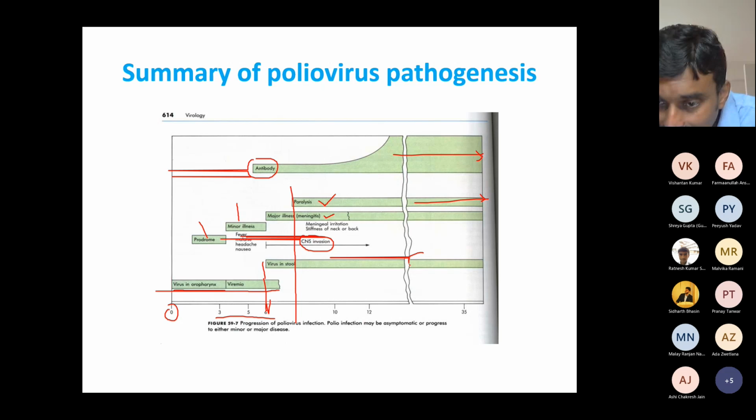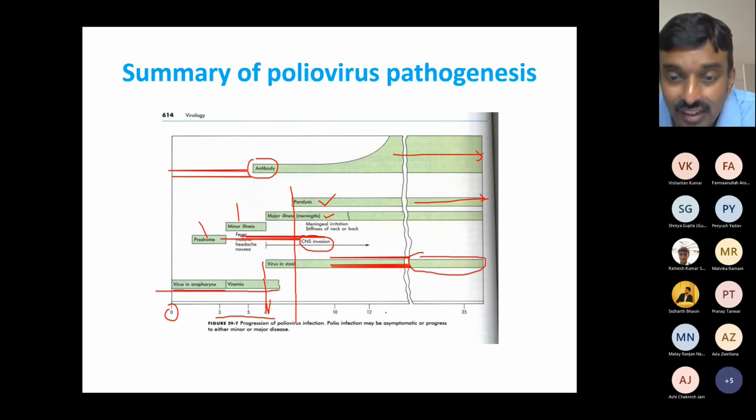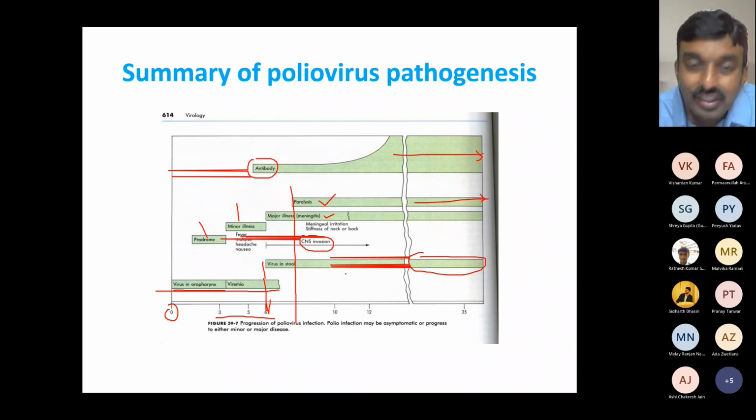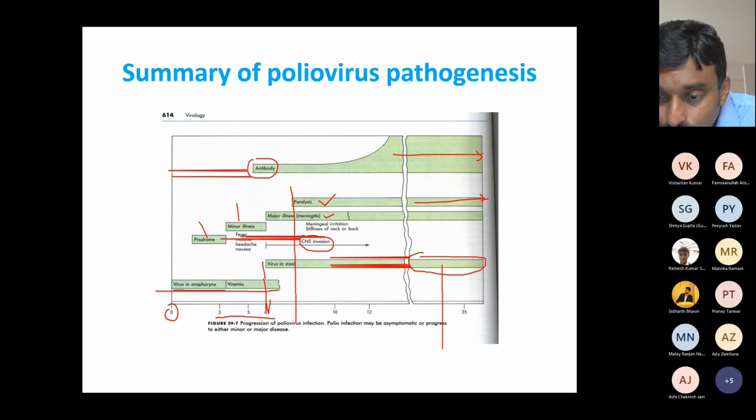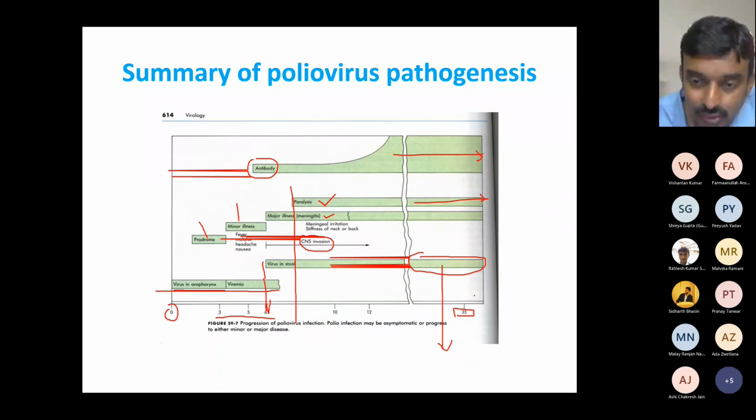And this part is again important. Even if they don't have paralysis, or even if they recover very well with a minor illness, they will continue to shed the virus in stool for weeks together. So look at this. This is day 35. That is almost 5 weeks. They still continue to shed the virus. Some of them may continue to shed it for a few months in the stool. So this is again an important aspect.